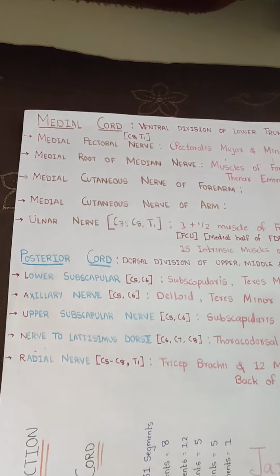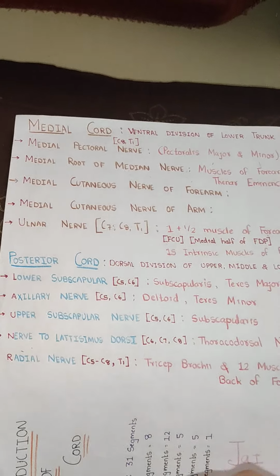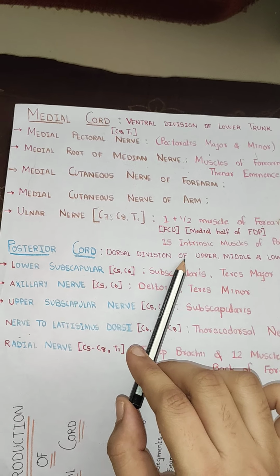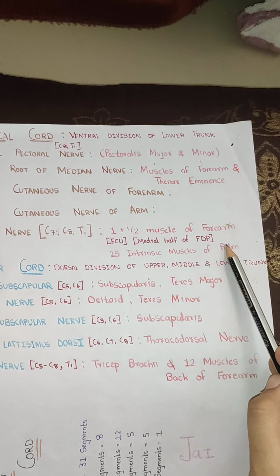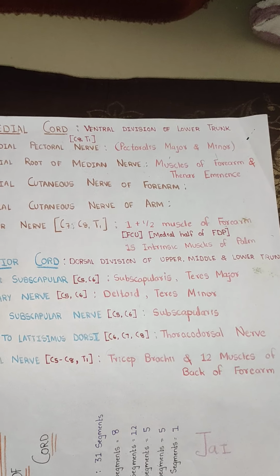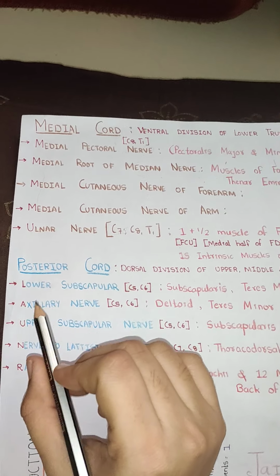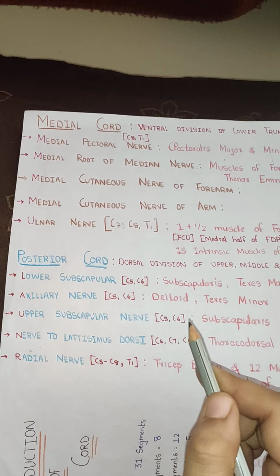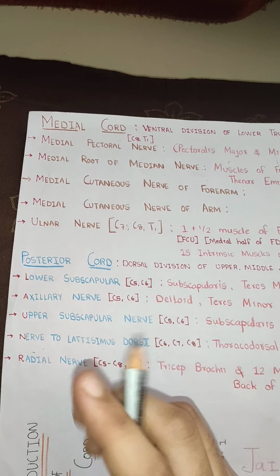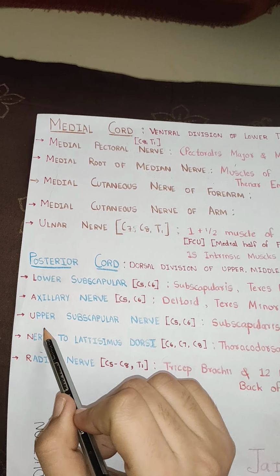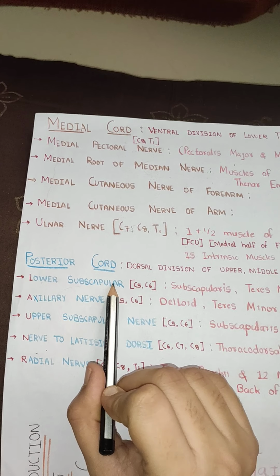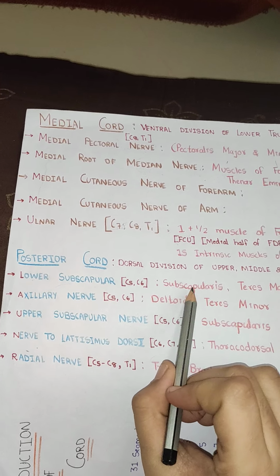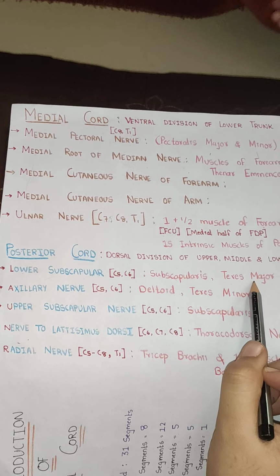Now, the branches of posterior cord. Posterior cord is formed by dorsal division of upper, middle and lower trunk. So, the beginning nerves will have the earlier value, that is C5, C6. 3 nerves are there. LAU, lower subscapular, C5 and C6. It supplies subscapularis muscle and teres major muscle.